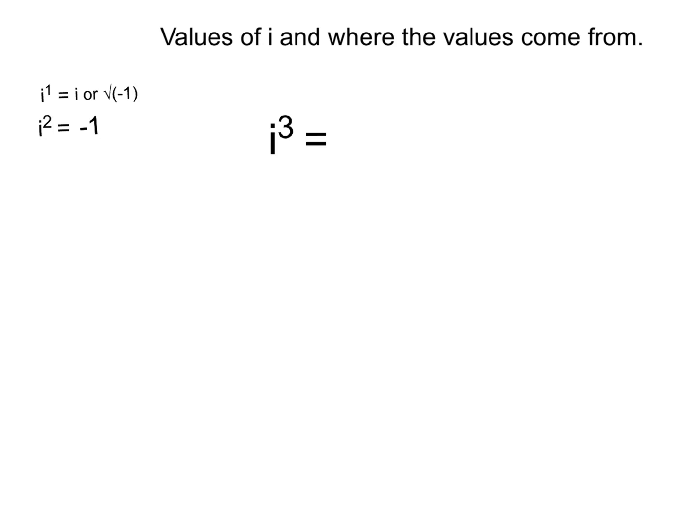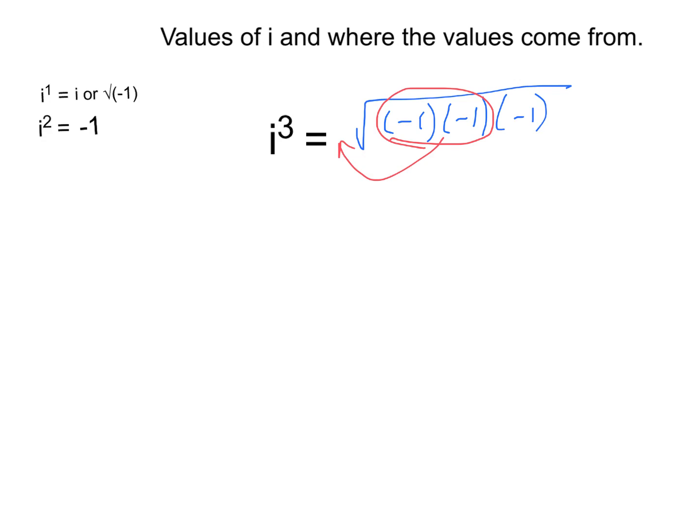i cubed, okay. This just means now that we're going to have 3 negative 1s under the radical. Now again, pulling my perfect groups, so I'm going to have negative 1, radical negative 1, or negative 1 times i, because this is really just i, remember? Or, as we mathematicians put it, it's just negative i.